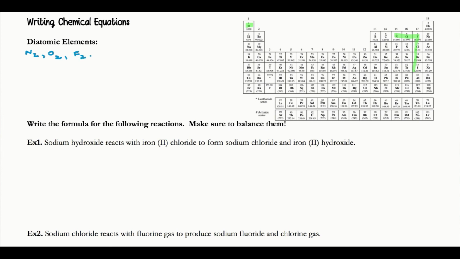And so what that means is if you are writing a reaction and I say, oh, fluorine gas reacts, you wouldn't just put F. You would put F2. And that's because fluorine by itself is not stable. So these 7 elements are not stable by themselves. Okay? So with that in mind, let's actually work on some practice.